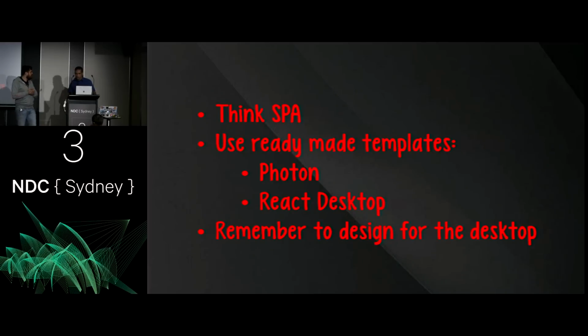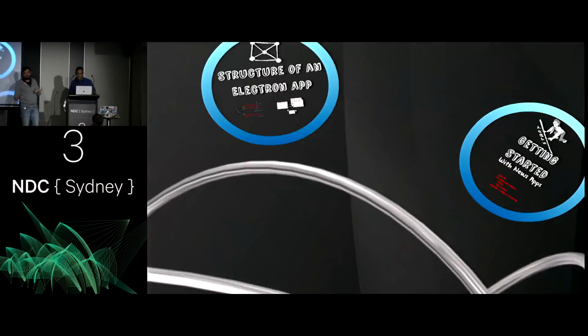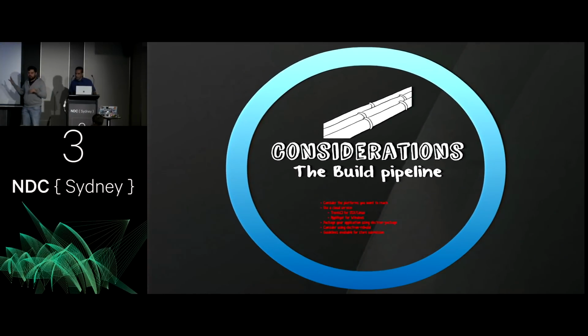And again, remember to design for the desktop. Provide desktop experiences. Somebody asked me, what about Electron for mobile devices? I don't think that will ever happen, there are technical reasons, but Electron is designed to cover one problem, and it's desktop applications. So stop thinking about mobile and responsive design and things like that, and think about desktop.